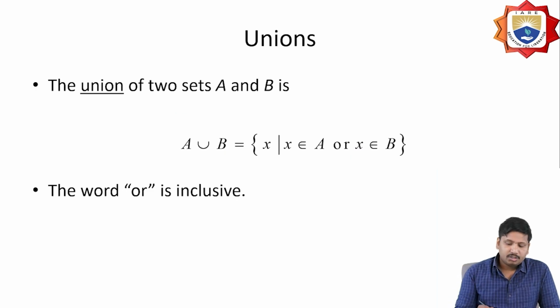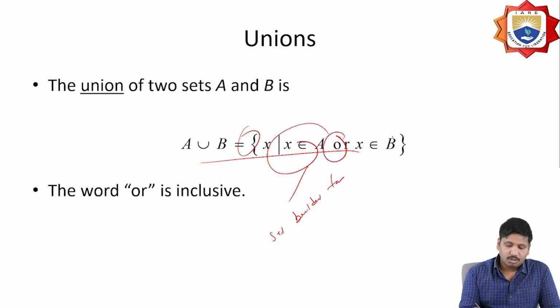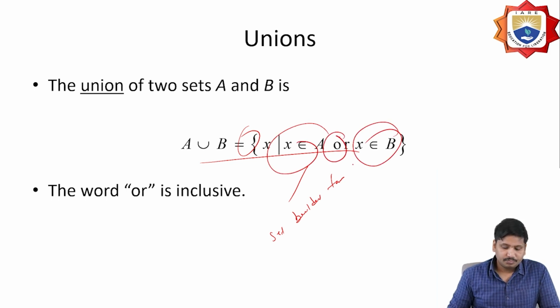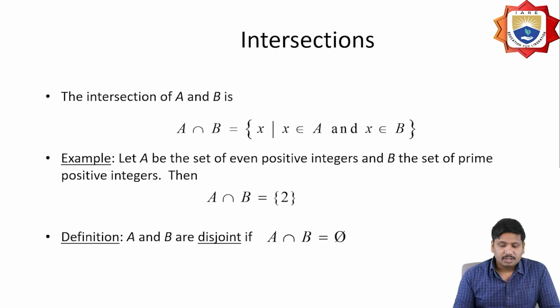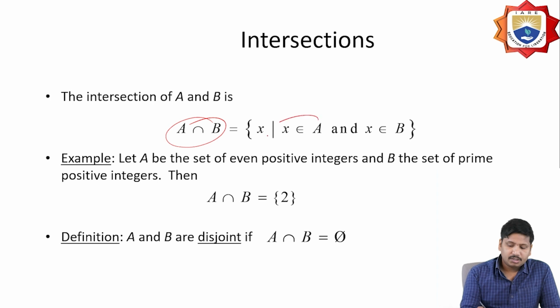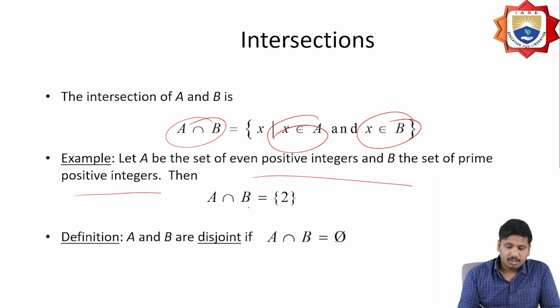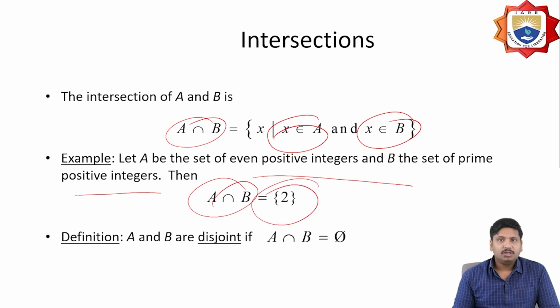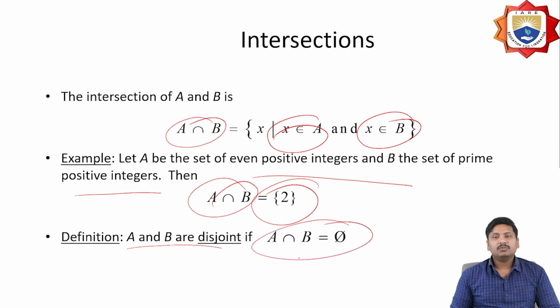So the union of sets in set builder form is {x such that x belongs to A or x belongs to B}. And next one is the intersection of sets. The intersection of A and B is denoted as A ∩ B, the set of x such that x belongs to A and x belongs to B. If A is the set of even positive numbers and B is the set of positive prime numbers, then A ∩ B is {2}. And the definition is that A and B are disjoint if and only if A ∩ B is equal to the empty set.